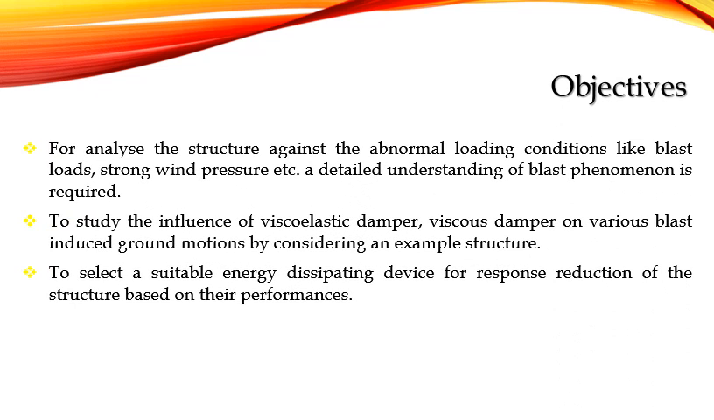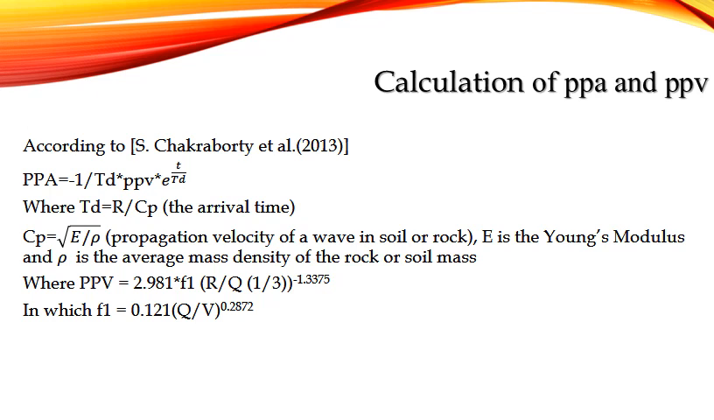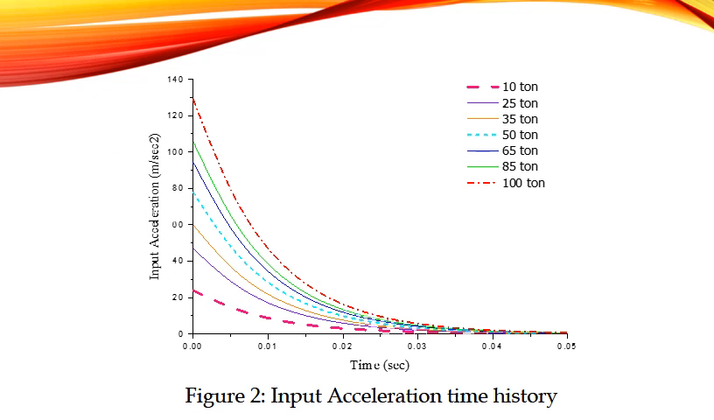This is the objective of the presentation: to analyze the structure against abnormal loading conditions, to study the influence of the viscoelastic damper and viscous damper with a comparison to the friction damper, and to select a suitable energy distribution device for the response reduction of the structure based on the performances. To calculate the PP and PPV, we are using the formula from S. Chakraborty. And this is the output of the PP and PPV.